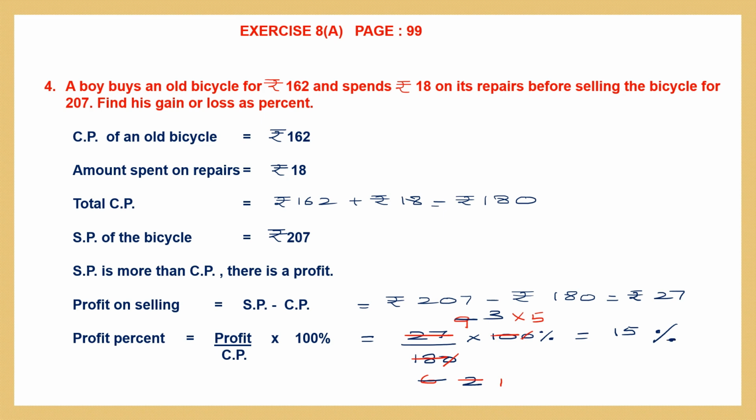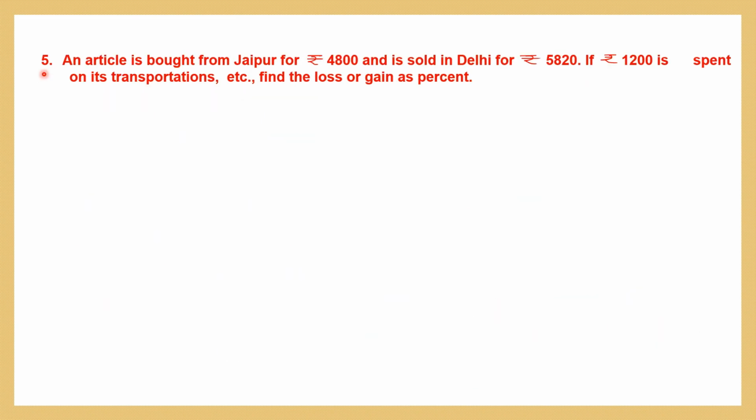So this is our answer. Profit percent is 15%. Question 5. An article is bought from Jaipur for 4,800 rupees and is sold in Delhi for 5,820 rupees. If 1,200 rupees is spent on its transportation, etc., find the loss or gain as percent.